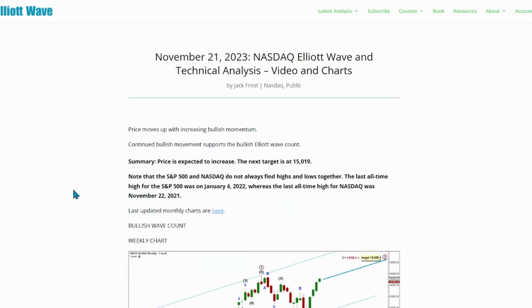Overall price has continued to move up with increasing bullish momentum, and this continued bullish movement supports the bullish Elliott Wave count. Elliott Wave first, technical analysis last.